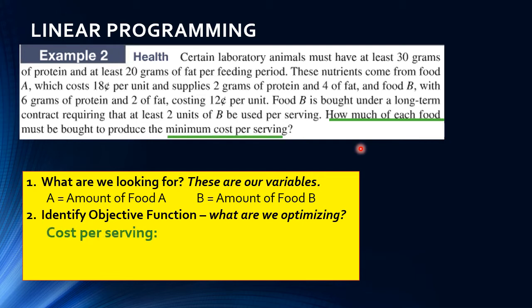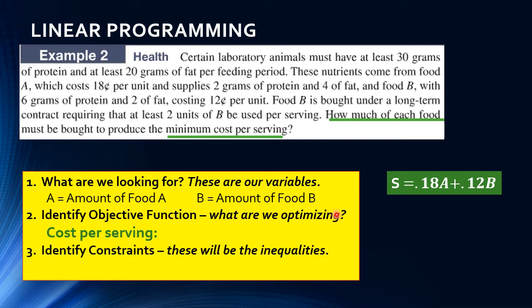Okay, so our cost per serving. Well, how much does each serving cost? Well, A costs 18 cents and B costs 12 cents. So our objective function is 0.18A plus 0.12B. Okay, cost per unit times the number of units of A, cost per unit times the number of units of B. Okay, again, what are we looking for? Variables. And then what we're maximizing or minimizing is our objective function. Finally, what are our constraints? These will be our inequalities. Certain laboratory animals must have at least 30 grams of protein, so greater than or equal to. Again, see how this works and is counterintuitive?